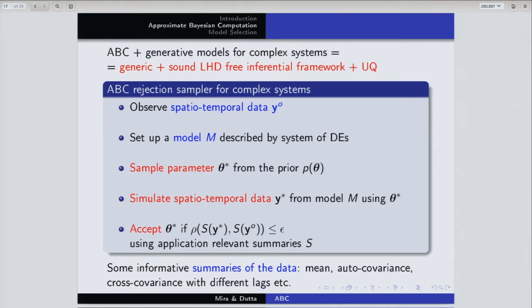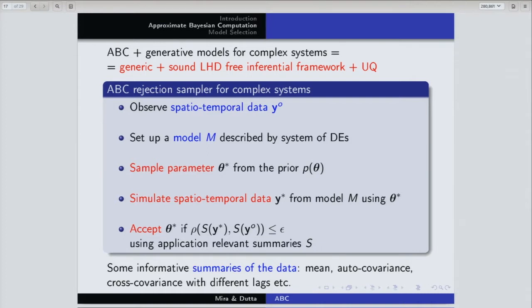So let me put this ABC rejection sampler in the framework of a complex system, which is a system of differential equations. This, as I said, will be my running example. So suppose you have some observed data, which in this case comes in the form of a spatial temporal data set.